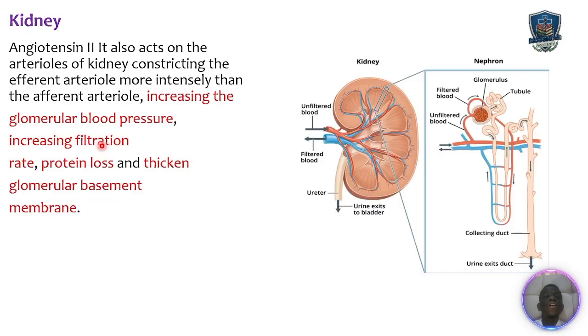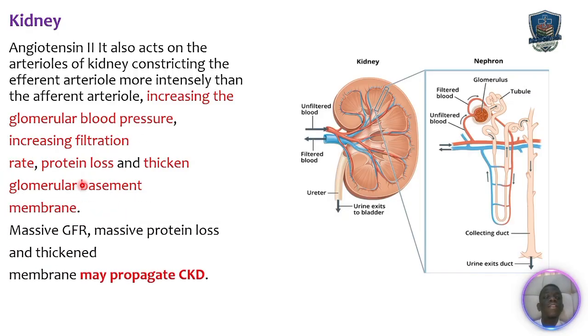And once you increase the rate of filtration, it means that you're going to increase the protein loss, and further, you're going to thicken the glomerular basement membrane. Why is this important? Because when that happens, the massive GFR, massive protein loss, and thickened basement membrane may propagate CKD, or chronic kidney disease. So that's something you have to understand when it comes to this action of angiotensin II.